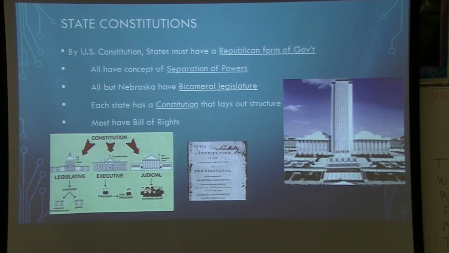There are some things that must be done. A state must have a republican form of government, in which every state has separation of powers. They have the three branches. Every state has a bicameral legislature except for Nebraska, which is unicameral, but it still has the legislative branch in that way. They have to have a constitution. State constitutions also have a Bill of Rights.